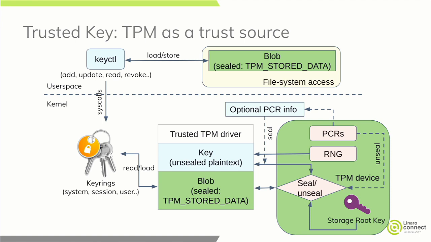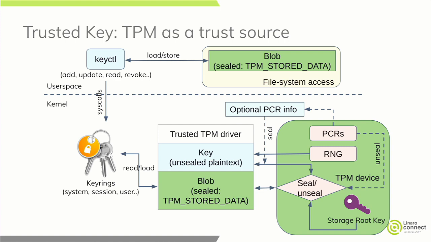Moving on to the specifics, how does this trust source act as a backend for the TPM in the case of a trusted key? You have a keyctl utility in the user space. And in the kernel, you have this trusted key payload that has two parts to it. One is the key in plain text, and the other is the blob format.